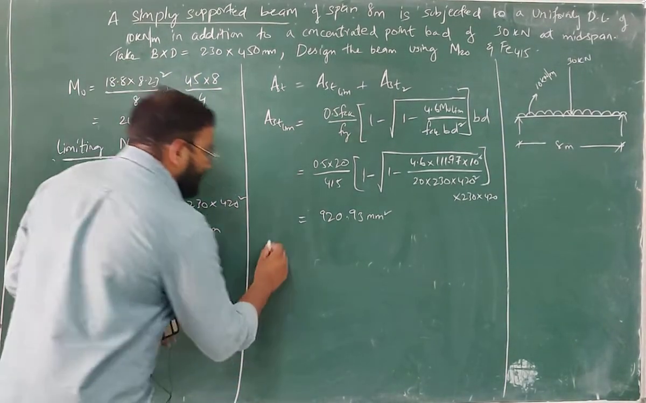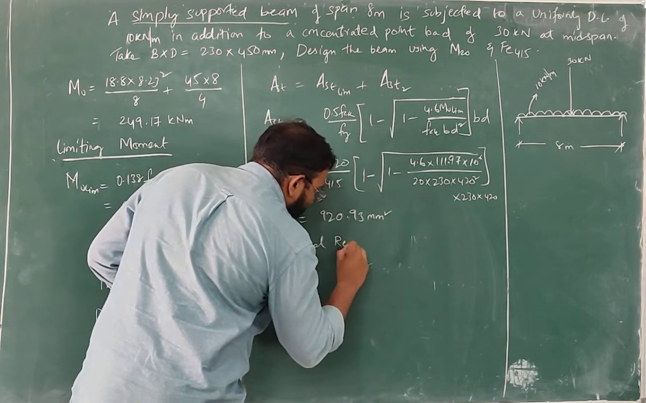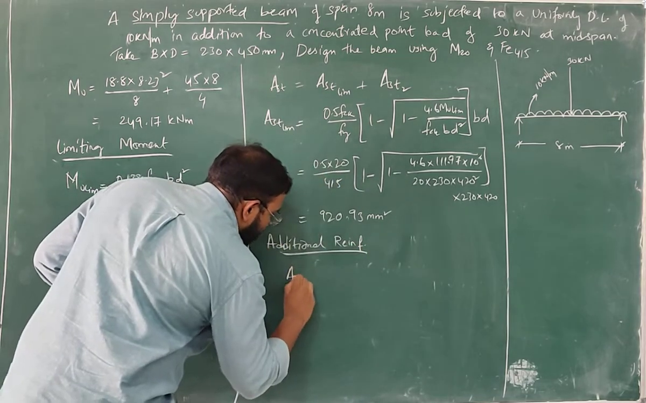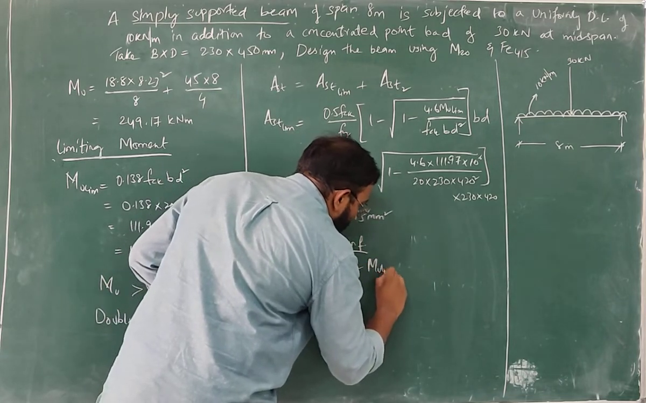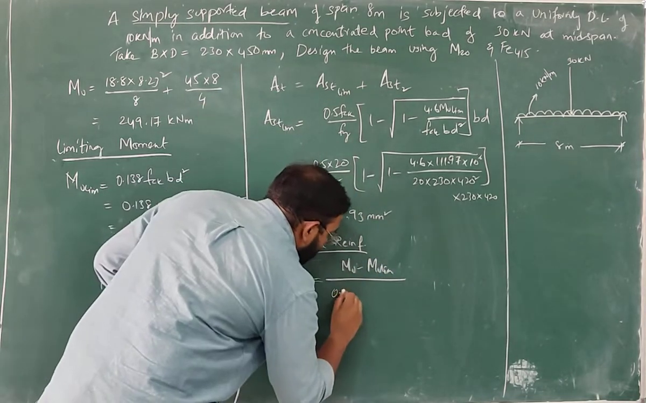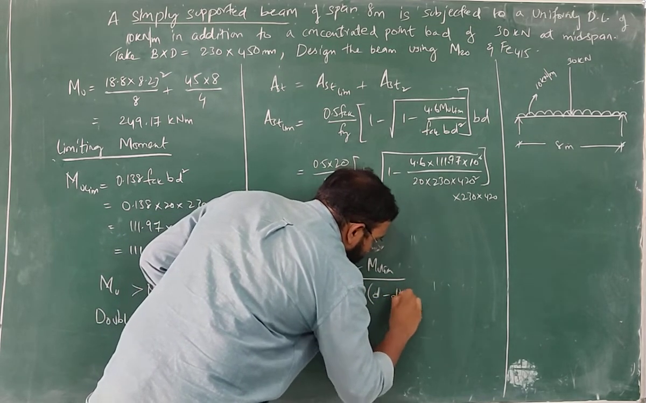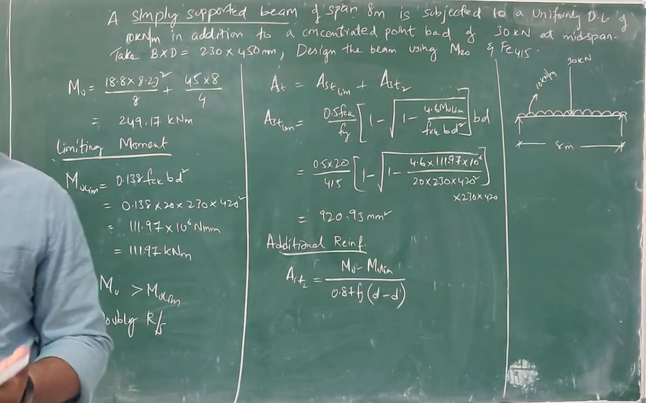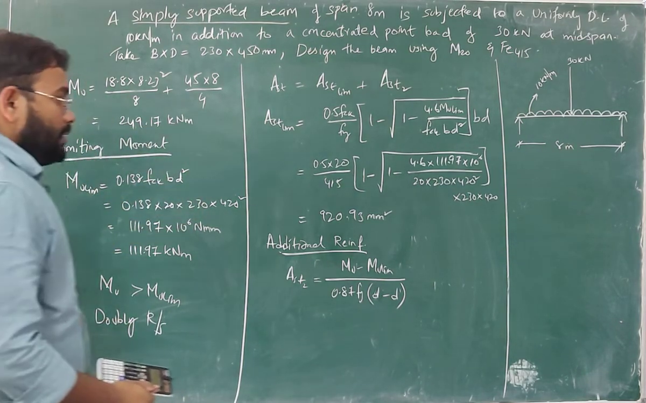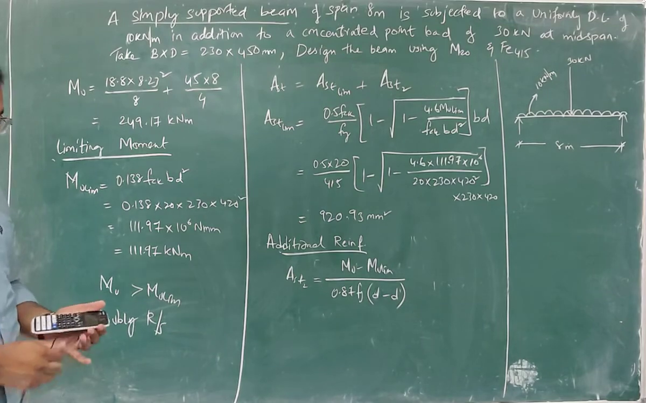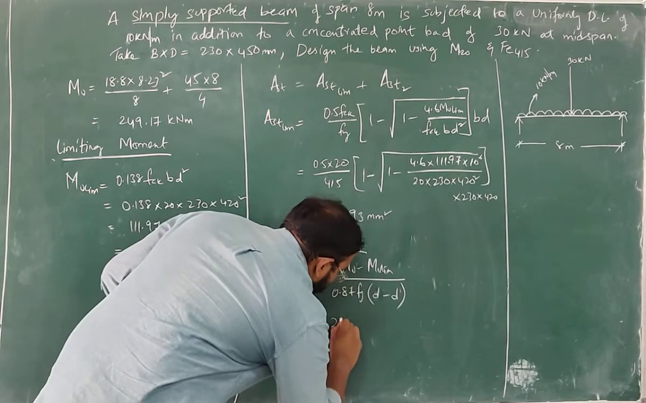Now calculate additional Ast. Additional reinforcement Ast2 is equal to, formula is Mu minus Mu limiting whole divided by 0.87 fy into d minus d dash. Correct formula? Please check the formula. 0.87 fy into d minus d dash, not fsc. fsc will be there in Asc.